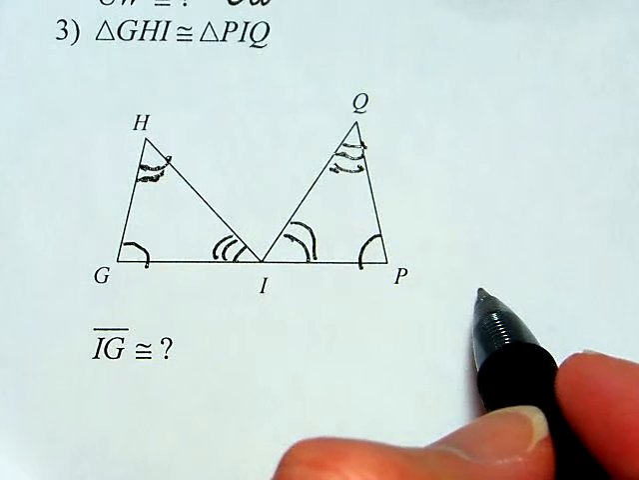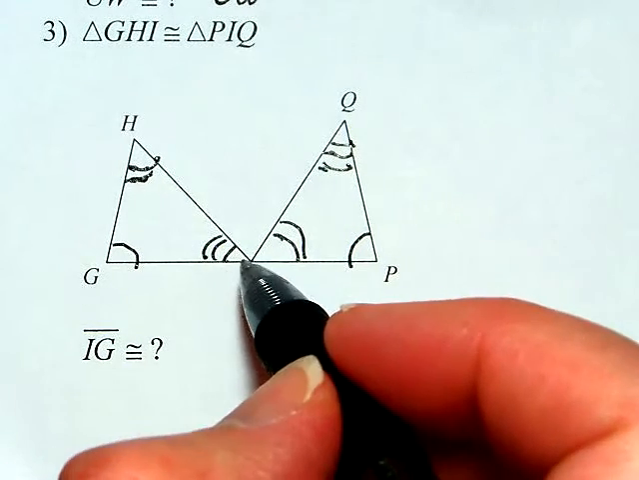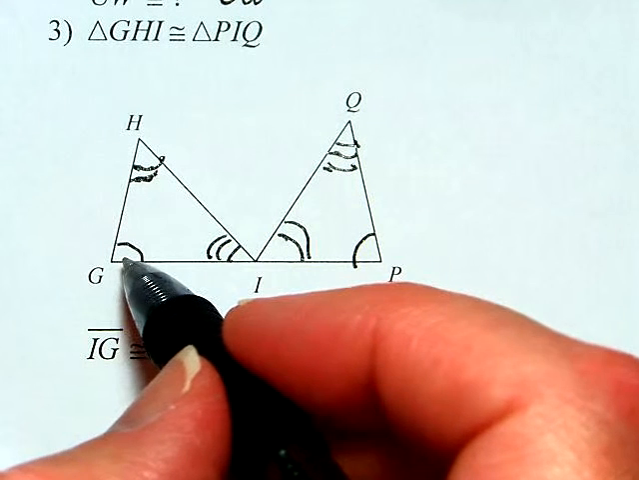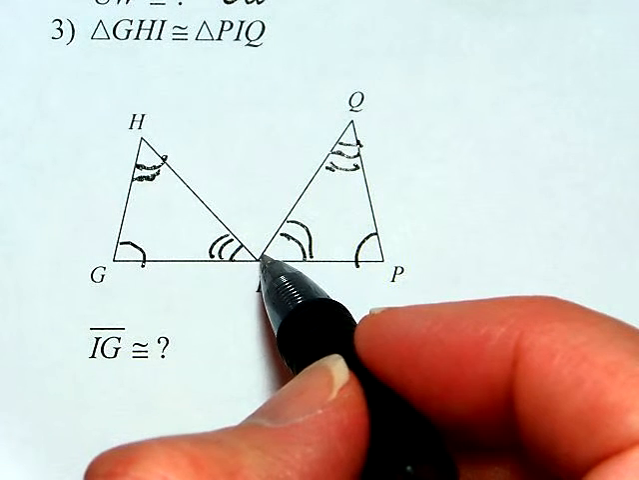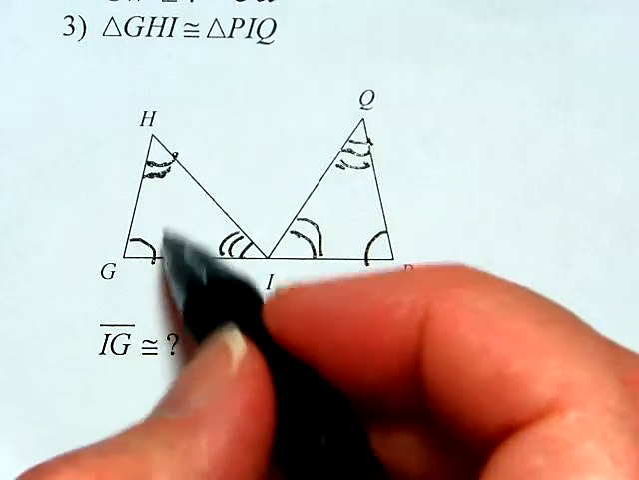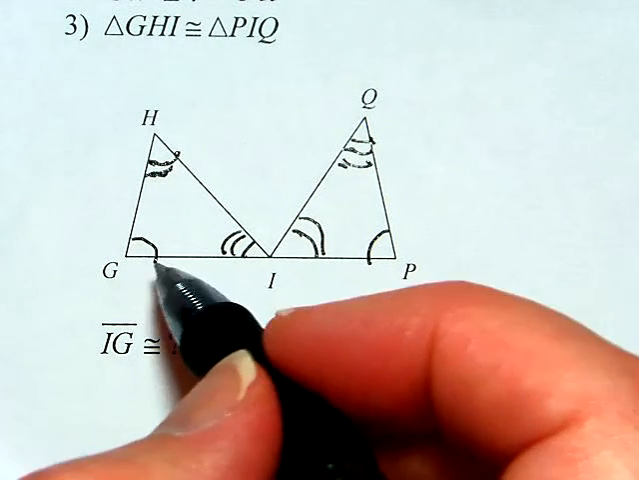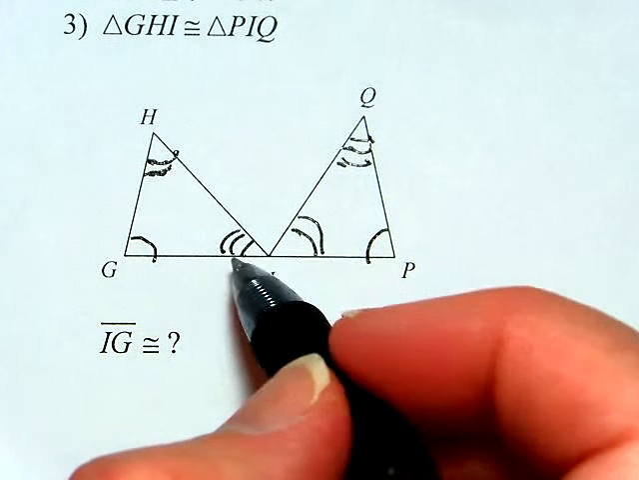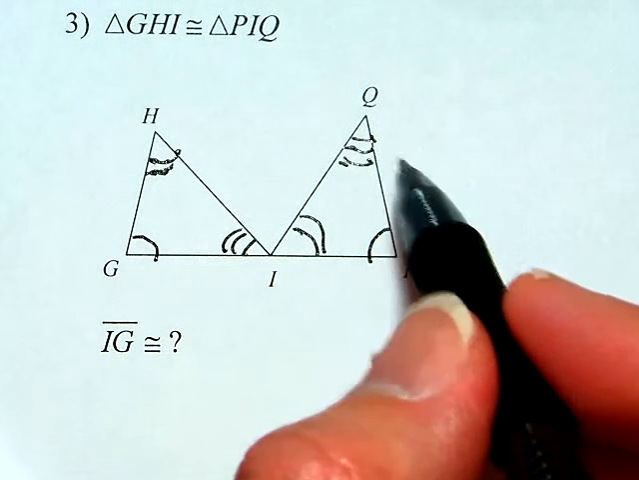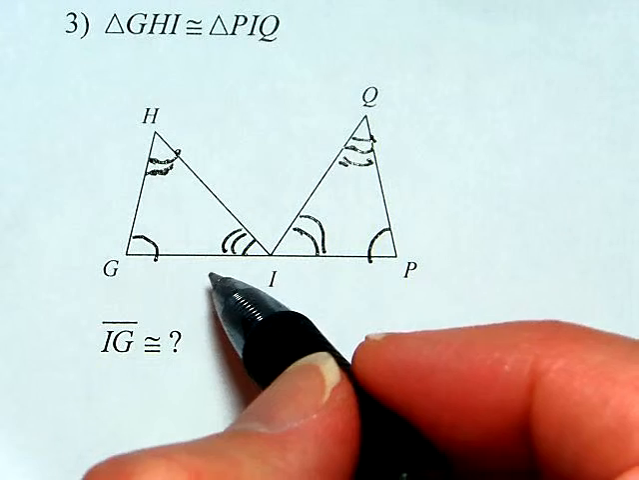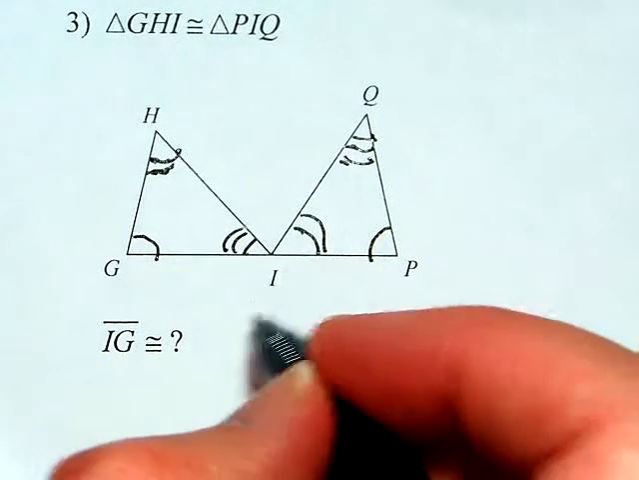clear in our minds. So IG in the first triangle is taking us from the 3 marked angle to the 1 marked angle. That would be congruent to, therefore, hold on, be very careful. IG is going from the 3 mark to the 1 mark. So we have to go from the 3 mark to the 1 mark in the second triangle. That would be QP, right? So IG in the first triangle will go to QP in the second triangle. So this is QP.